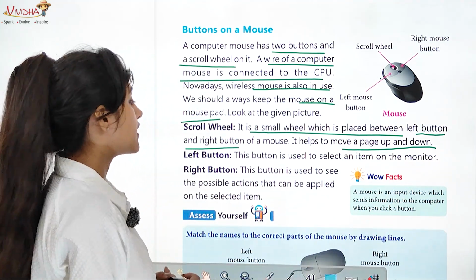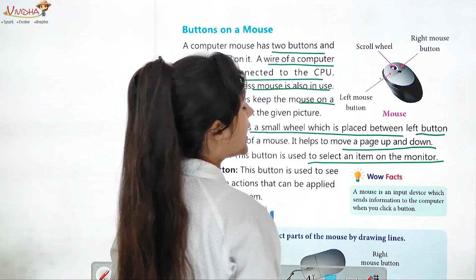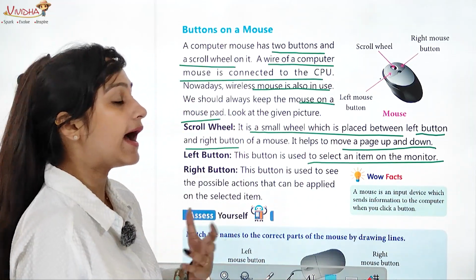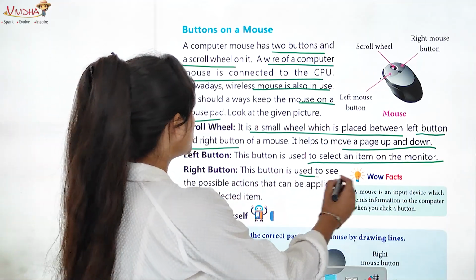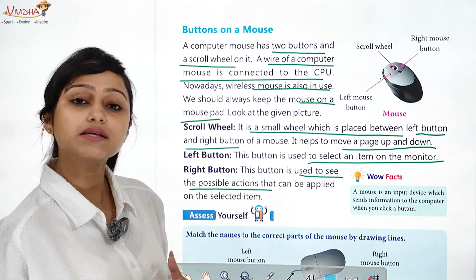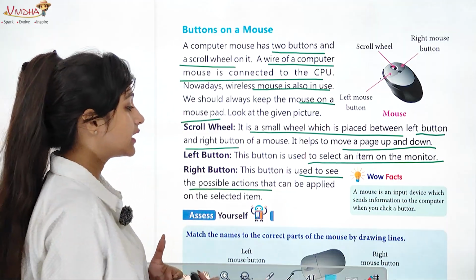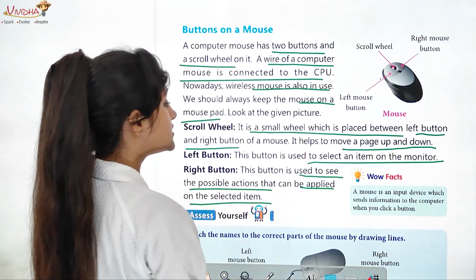Now the left button. This button is used to select an item on the monitor. Now the right button. This button is used to see possible actions that you can apply to your selected item.